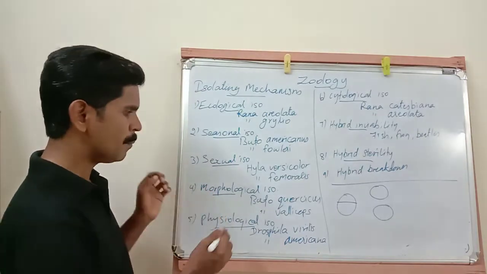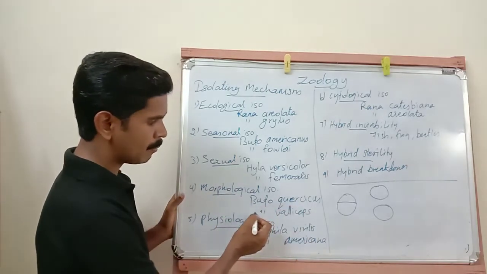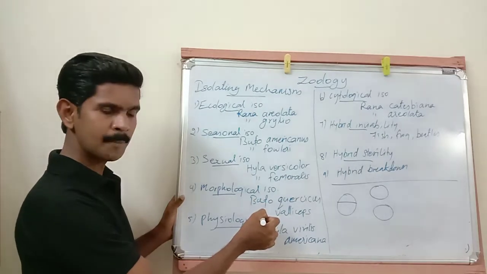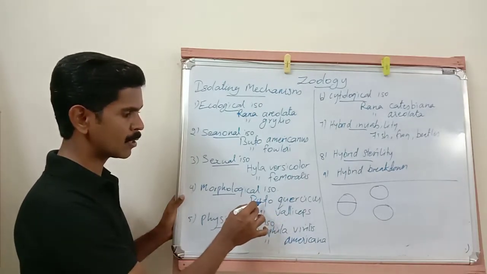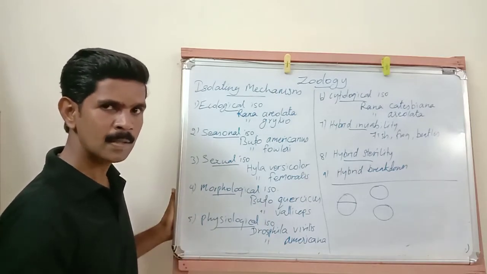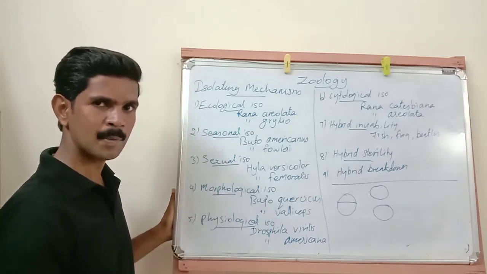Here the example is Bufo curicus and Bufo basiceps. These two are closely related species, but the size of the external reproductive organs of these two species is different, so they are unable to engage in sexual reproduction. So the reproduction is prevented.